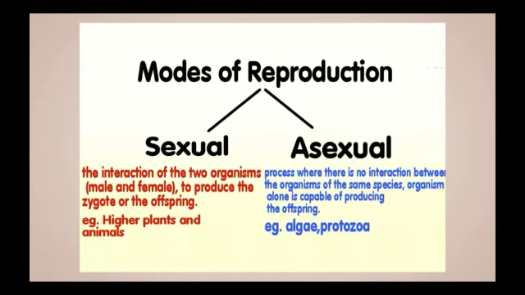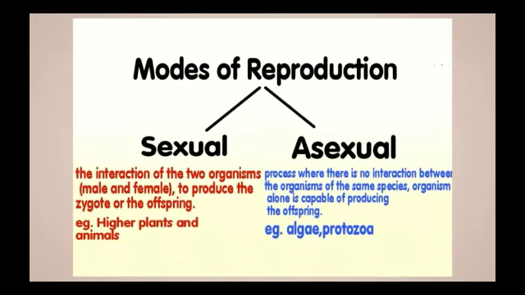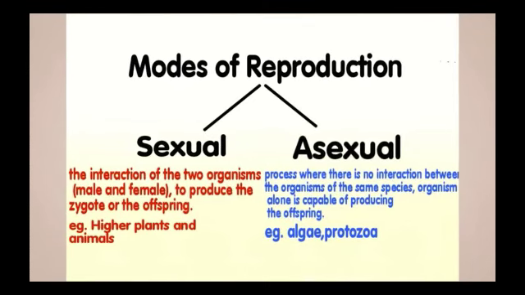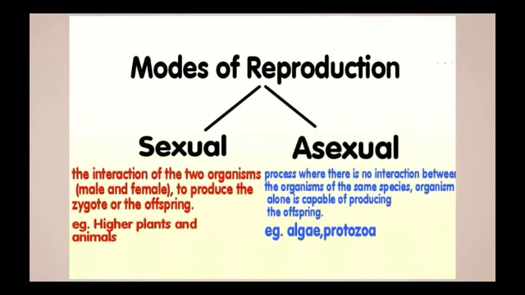There is also asexual reproduction, where there is no requirement of two different organisms, right? There is no involvement of gamete production. Asexual reproduction is generally reproduction from a single parent. It is generally seen in algae as well as protozoa. New babies are formed from the parent itself, so only one parent is involved. Male and female gametes are absent in asexual, whereas in sexual, male and female gametes are involved.